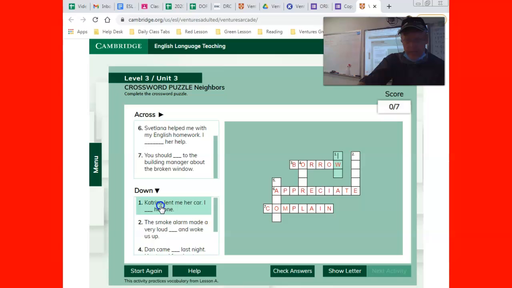Okay. Let's take a look at number 1 down. Katrina lent me her car. I blank her one. Yep. So how do you spell that? Good. Okay. It's the same idea. O. Okay. O is a verb. Own. It's the same word, different part of speech. I owe you one. It means I owe you a favor. To own something is also a verb, and it means it belongs to me. I own the car. I owe you means I'm indebted to you. Okay.